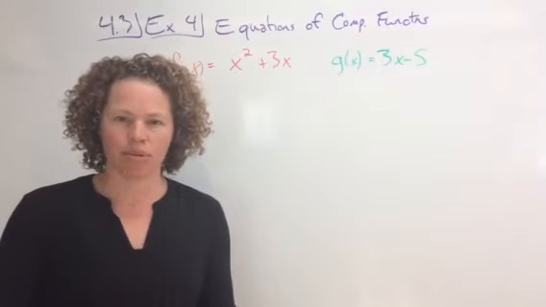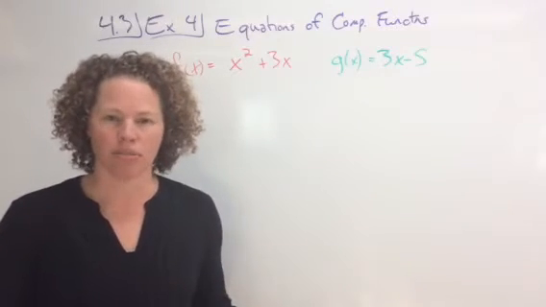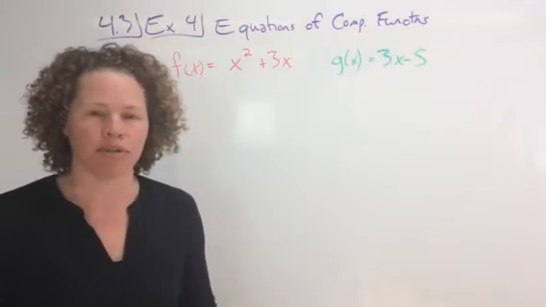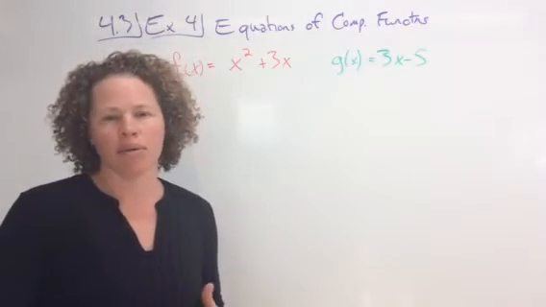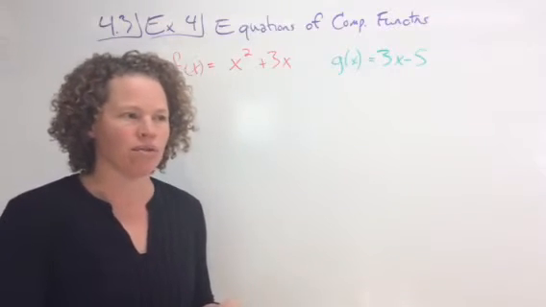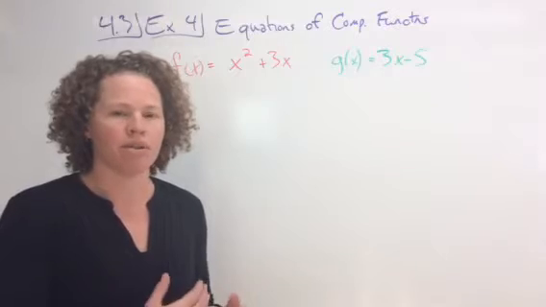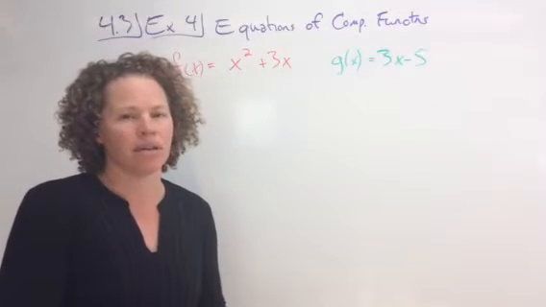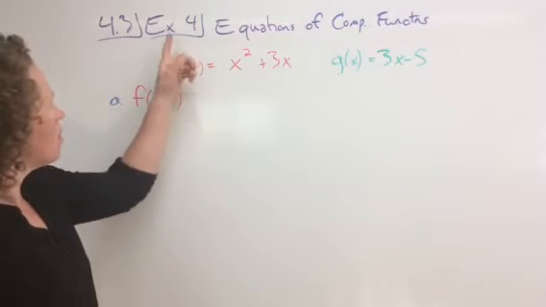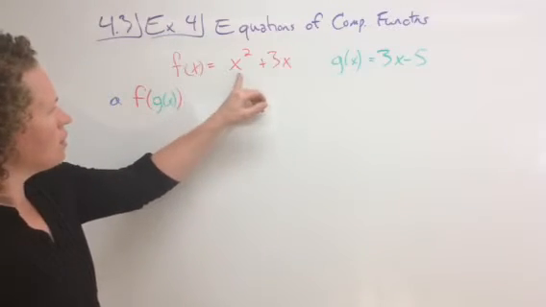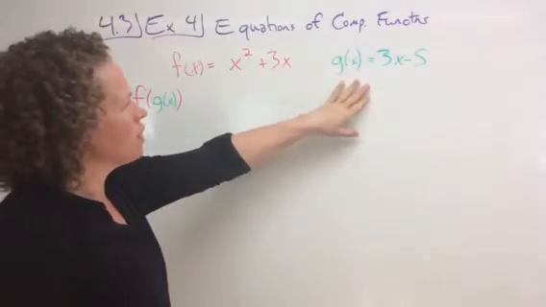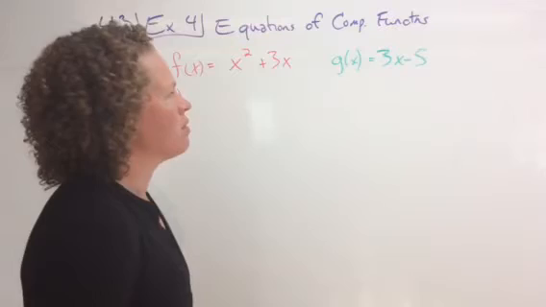We've played around with tables and graphs, and we've even plugged numbers in to figure out these composite equations or composite functions. But now we're going to look at it just algebraically. What if you could combine those two functions to start with and then just plug the number in once to get your answer? So what we're going to do here is use example 4, where f of x is x squared plus 3x. That's our first function. And our second function is g of x equals 3x minus 5.